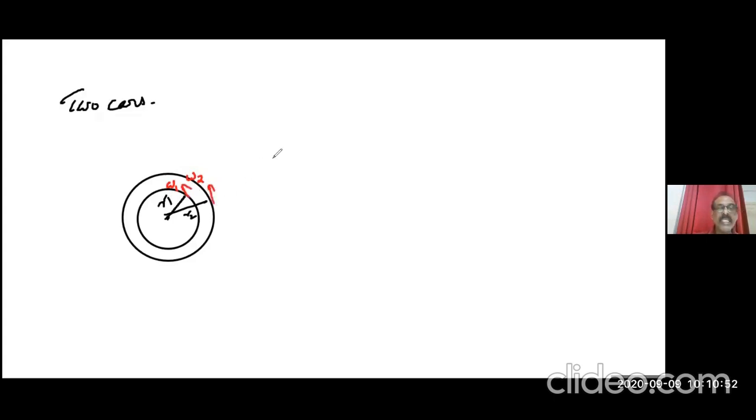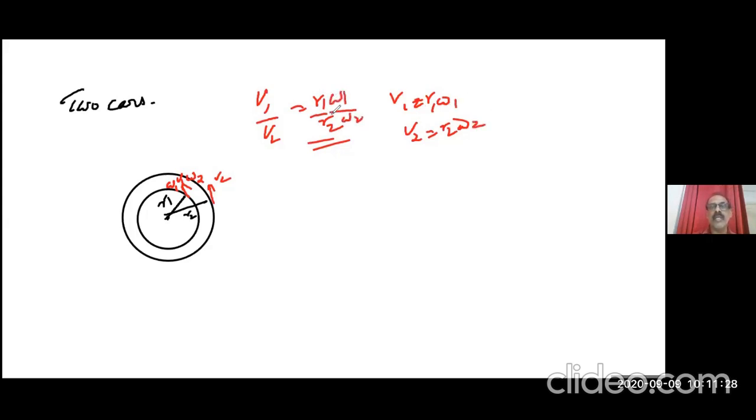What is the ratio of their linear velocities? V1 by V2. Sir, we'll take V is equal to R omega, right? V1 is equal to R1 omega, V2 is equal to R2 omega, isn't it? Yes, sir. No, their velocities are different, right? They have omega 1 and omega 2, different angular velocities. So V1 is equal to R1 omega 1, V2 is equal to R2 omega 2. So the ratio is R1 omega 1 by R2 omega 2.